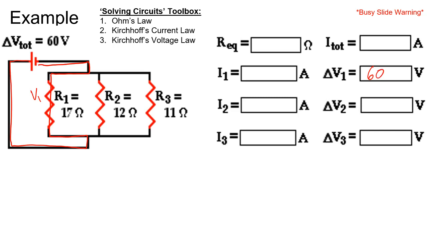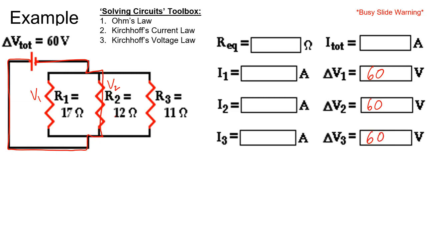Okay, if I erase that loop and then draw a different path for electrons to follow, let's put them through resistor number 2. Again, the voltage drop through resistor number 2 will also be 60 volts. And you guessed it, if we were to erase that and draw another loop through resistor 3, the voltage drop through resistor 3 would be 60 volts.